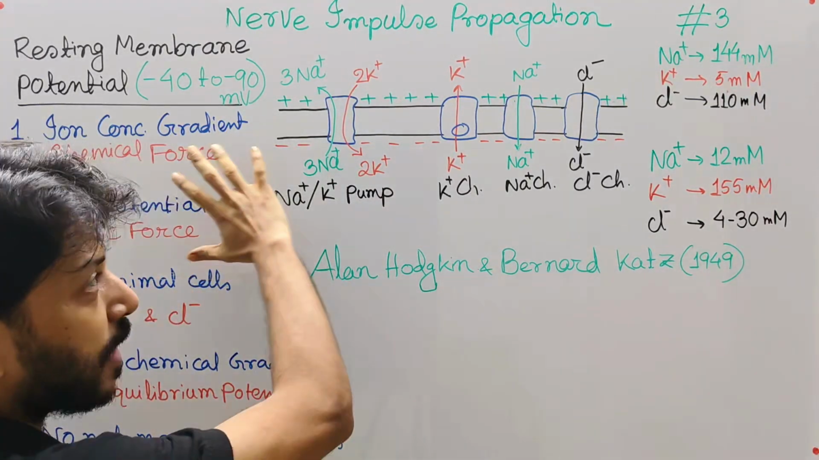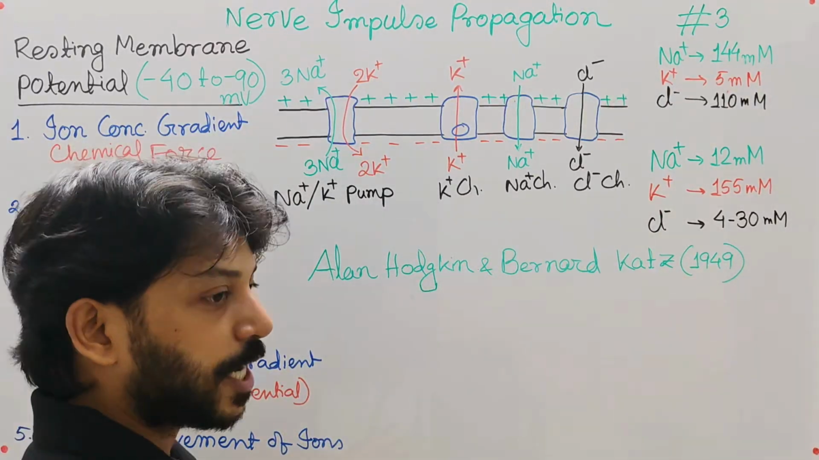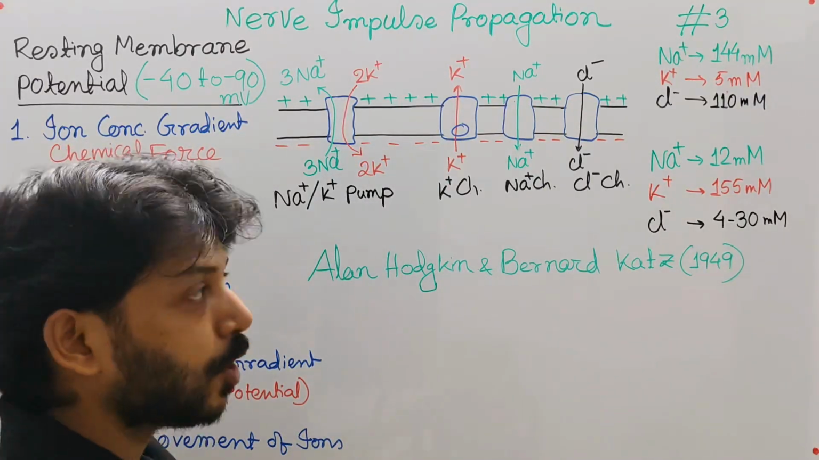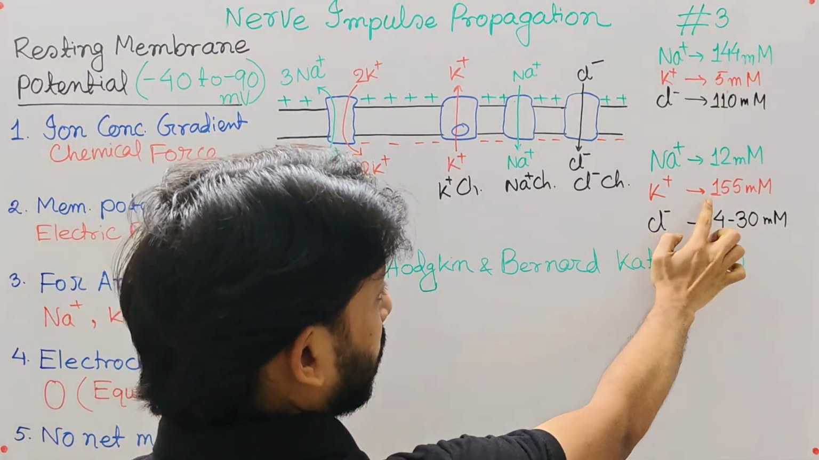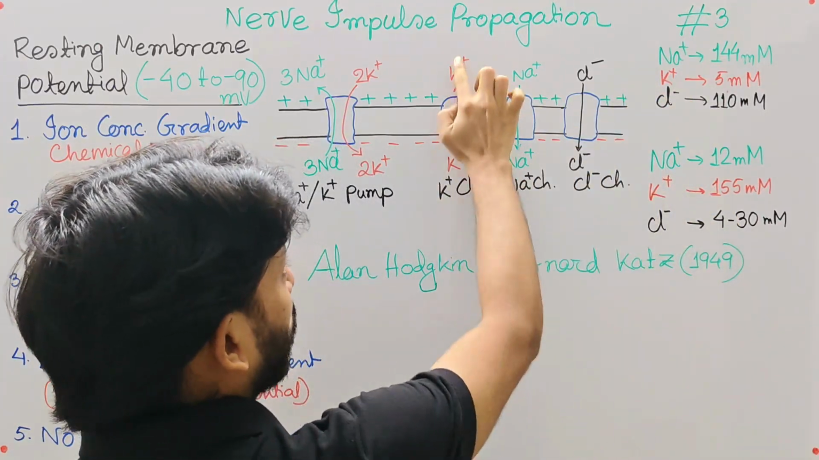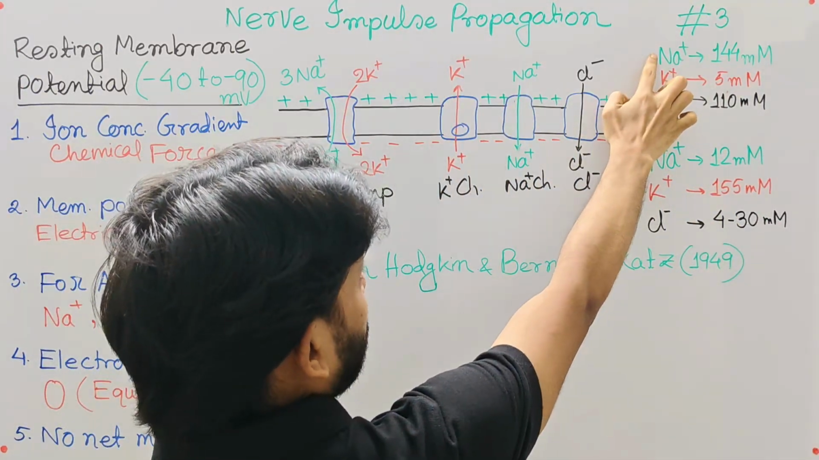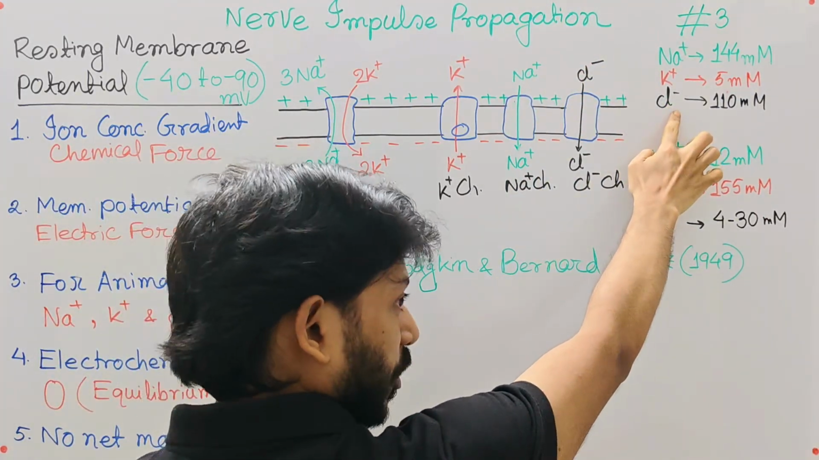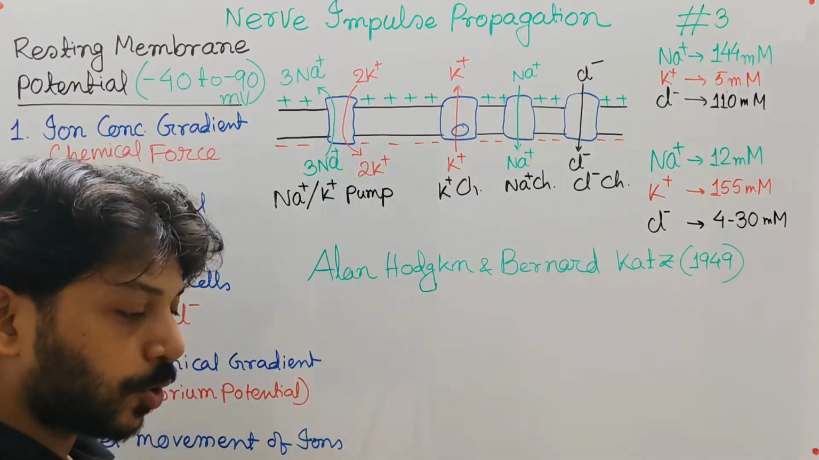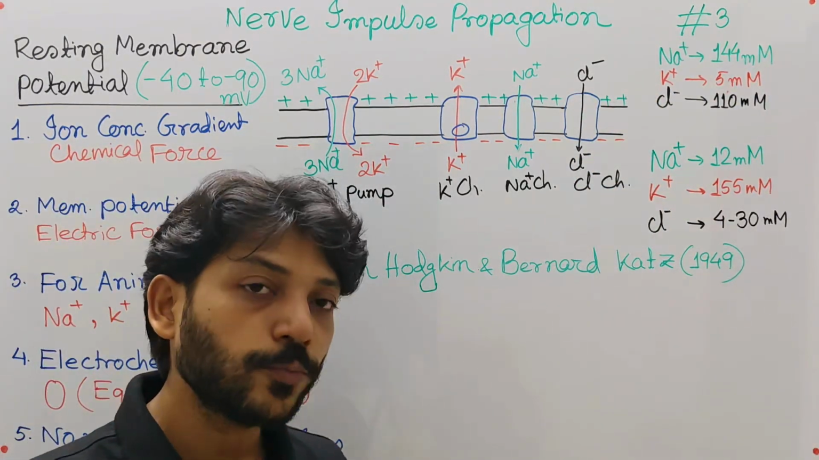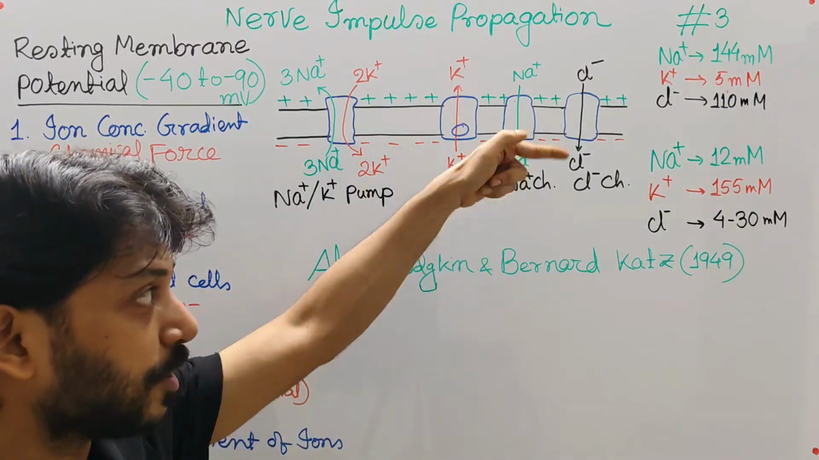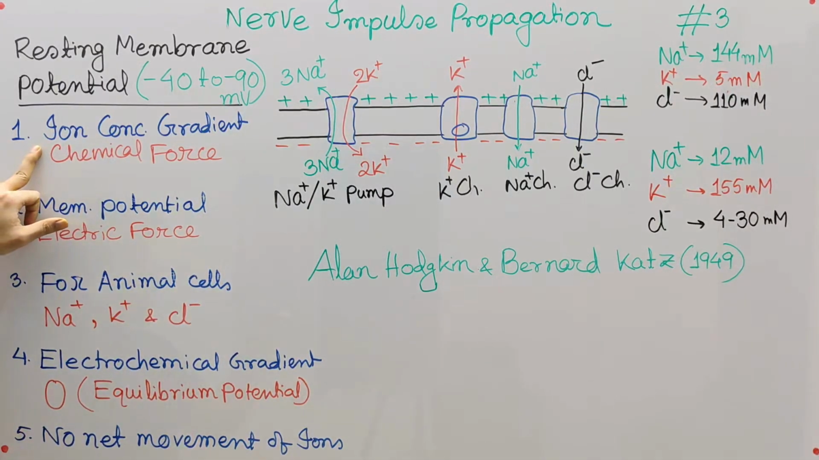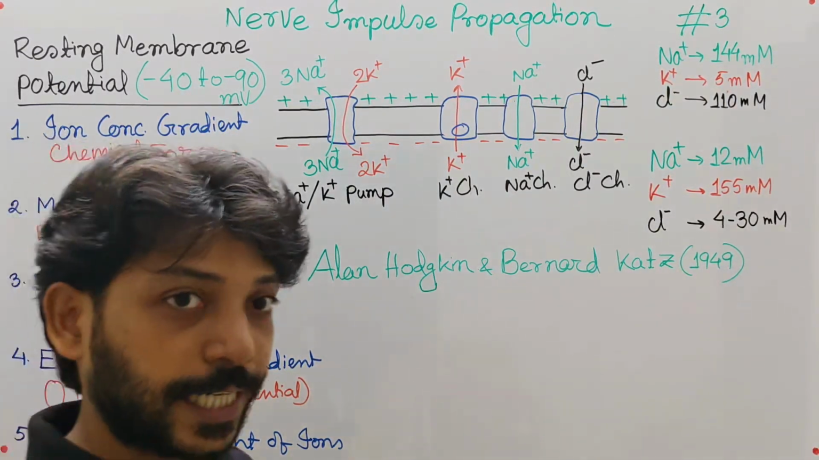Now let's suppose in an unexcited condition these 3 channels are present in the membrane. If these channels are open, what will happen? Because the potassium concentration inside is higher than outside, potassium will come out. Because sodium concentration is higher outside, sodium will come inside. And because chlorine concentration is higher outside, chlorine will come inside. So through the channels, ions move from high to lower concentration, and that difference is created by the ATP driven pump. We call it the ion concentration gradient or chemical force. This is the first point we have to understand.